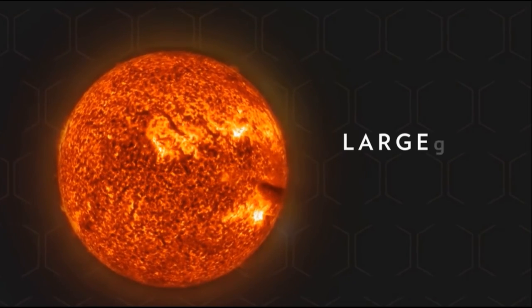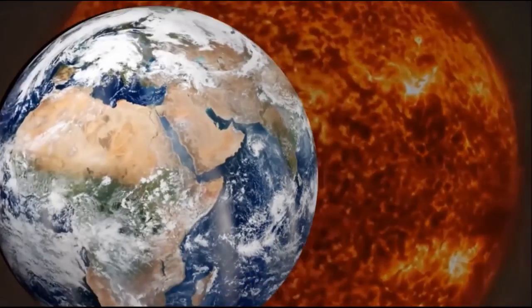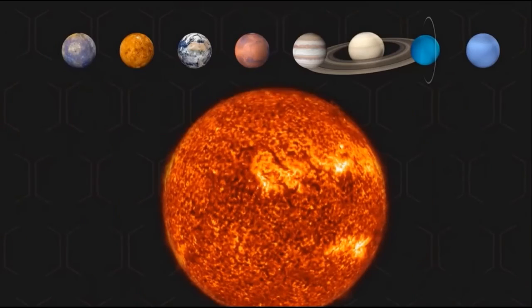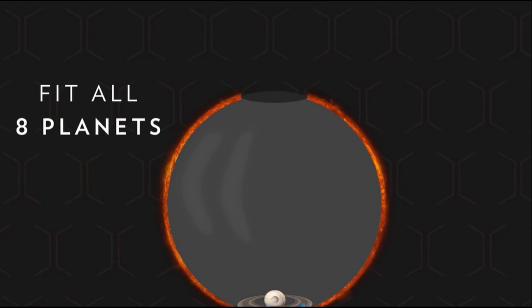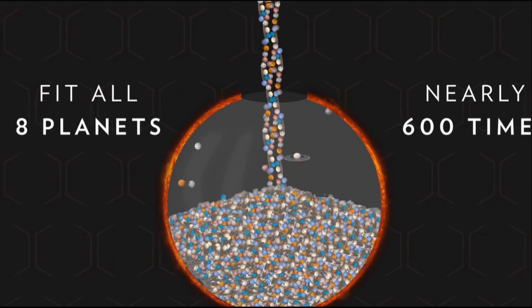The radius of our Sun is about 7 lakh kilometers. It is 10 times the radius of Jupiter, and more than 100 times that of the Earth. It means the Sun can accommodate 1,000 Jupiters in it, or 1 million Earths.